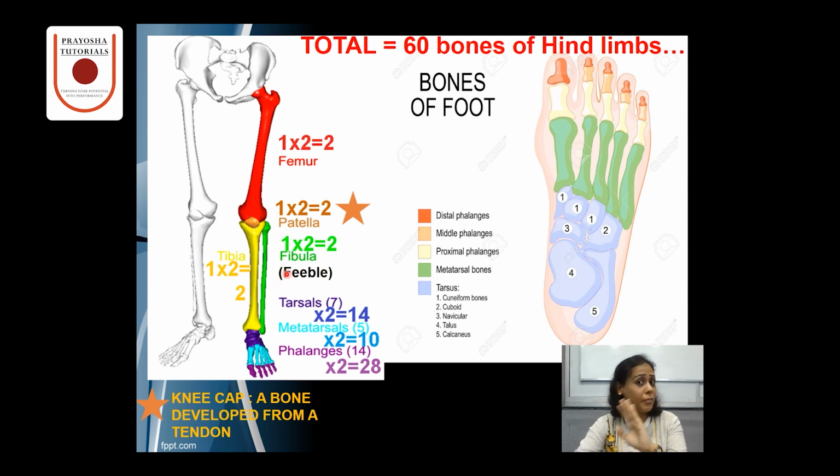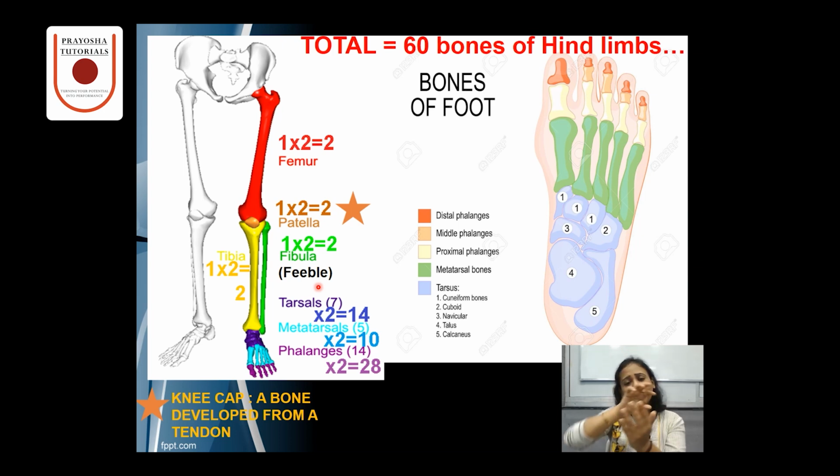Now, how to remember which one is inside, which one is outside? The fibula, you can relate it to the English word feeble. Feeble means very weak. So the very thin and weak bone is on the outer side, get out. So whoever are the weak students, they are thrown out. So that way the weak bone is on the outer side of your legs, and on the inner and central side is where the strong bone, the tibia, is present.